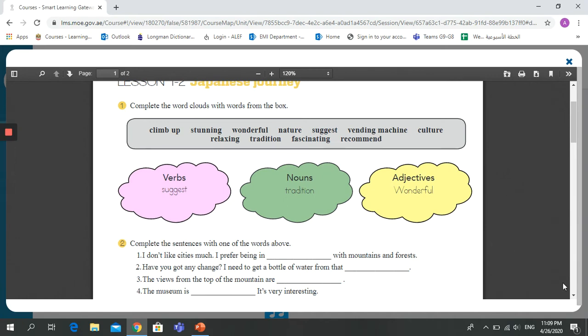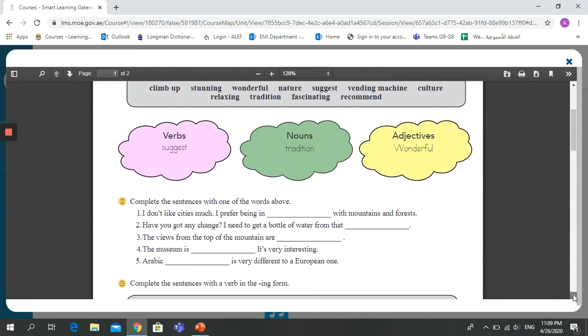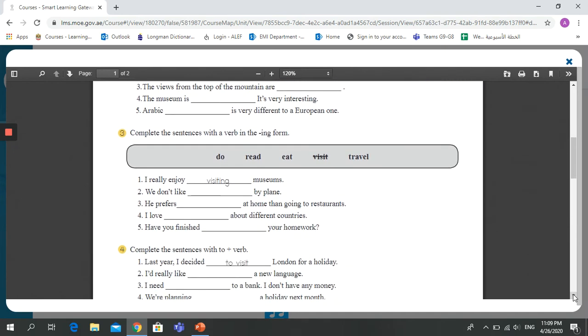Let's move to the third exercise. Complete the sentences with a verb in the ing form. So remember, a verb in the ing form is a gerund. Number 1: I really enjoy visiting museums. So visiting is a gerund.